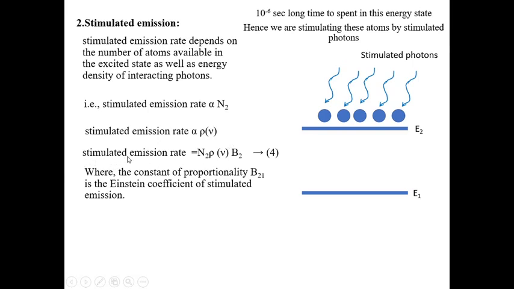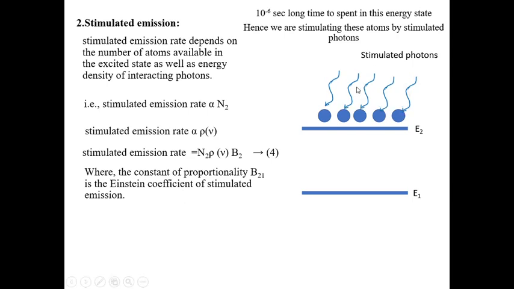So for the stimulated emission rate, from this equation, I can write N2 into rho, and the proportionality symbol, if you remove it, then you get a constant B21. Here I forgot to write B21, so it is B21. So the constant of proportionality B21 is the Einstein coefficient of stimulated emission.